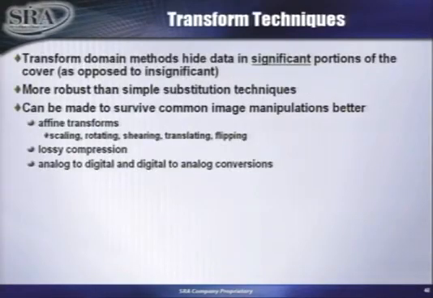Transform domain. In the transform domain, we're going to hide in the significant parts of the data. In the substitution methods, we tried to hide in the noise or hide in places where you couldn't tell. Now in the transform domain, we're actually going to hide in more significant portions. It can be made a little bit more robust than simple substitution methods, although the technique that I present here is not robust. If you go in there and mess with the coefficients, as we'll see, then you'll lose the message data. But there are techniques which are very robust.